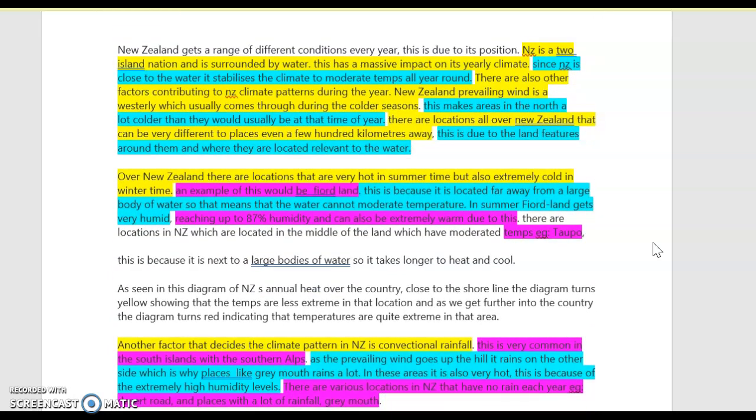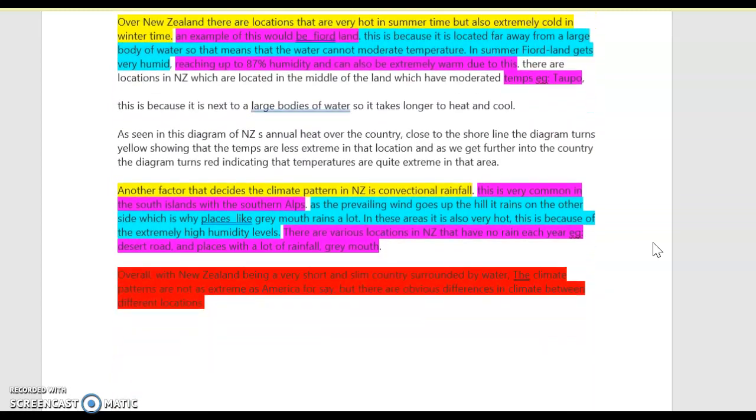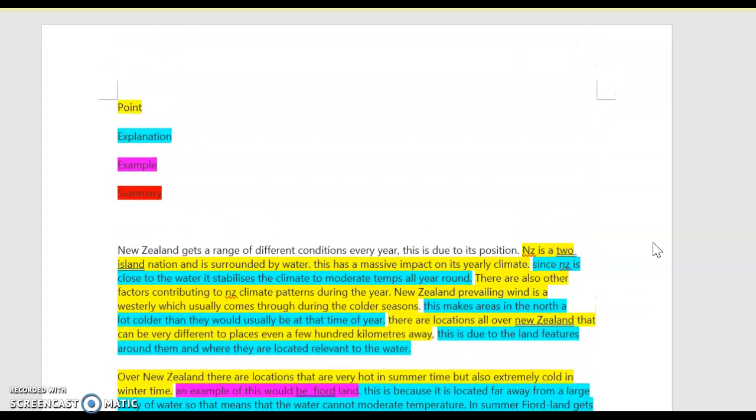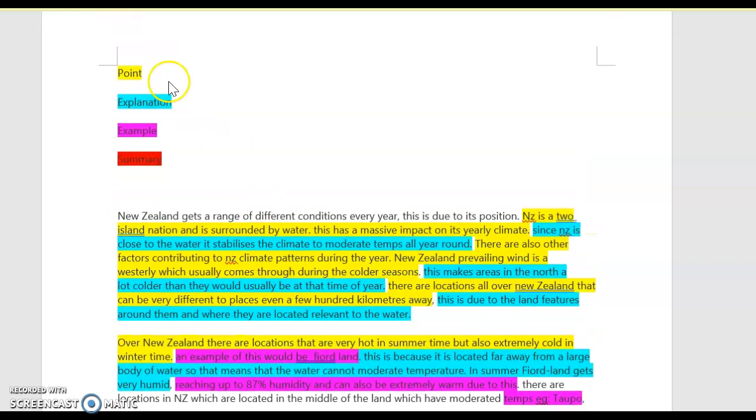I just wanted to show you a quick video or screencast looking at one of the students' responses, the 10-mark question on describing and explaining the key features of New Zealand's climate. What I've done here to make it very clear to you is I've highlighted, as I went through and looked at this one, the points that they made.